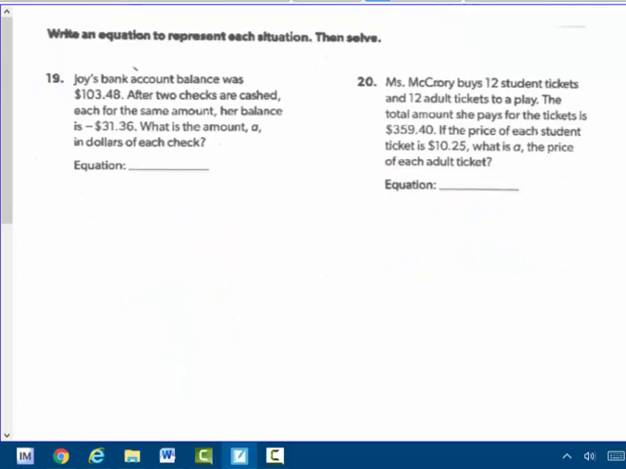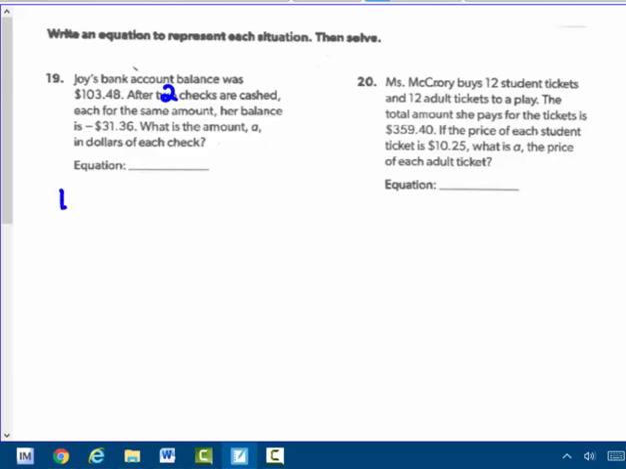Write an equation to represent each situation, then solve it. Joy's bank account was $103.48. After 2 checks are cashed, each for the same amount, her balance is negative $31.36. Oh, Joy, can't have a negative. Bank's not going to be happy with you. What is the amount A, in dollars for each check? 2 of them are exactly the same.